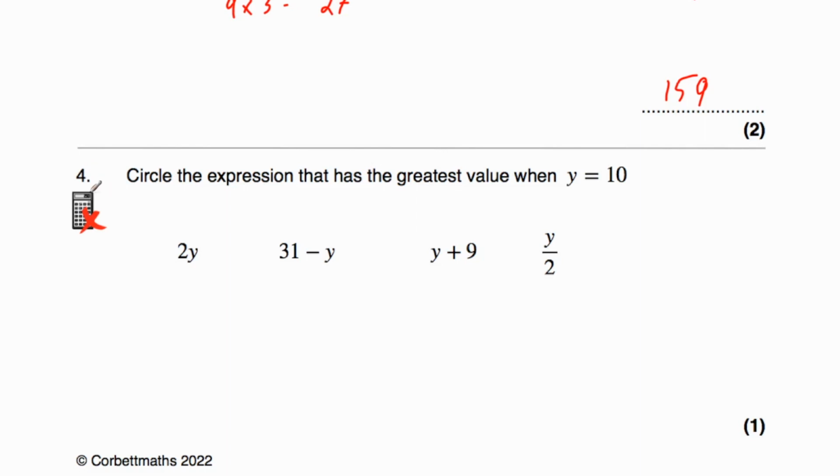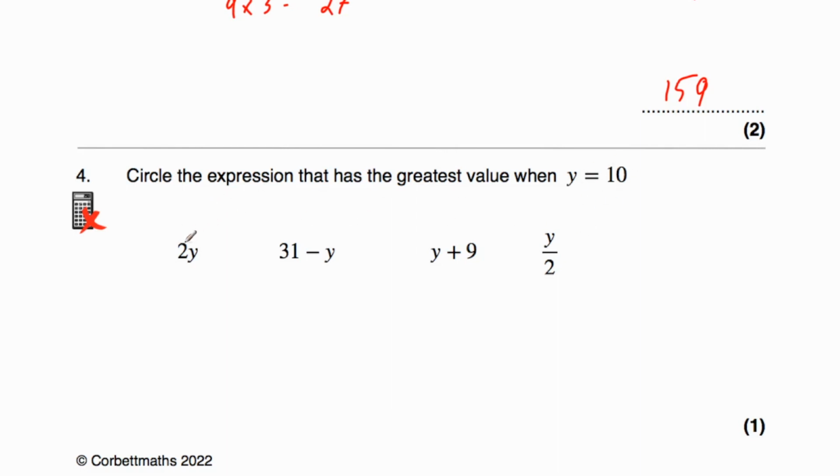So question number 4. We've been asked to circle the expression that has the greatest value whenever y is equal to 10. So here we've got 4 expressions. We've got 2y, 31 minus y, y plus 10, and y over 2, which means y divided by 2. So let's use our value of y equal to 10 to work out the value of each of these expressions.